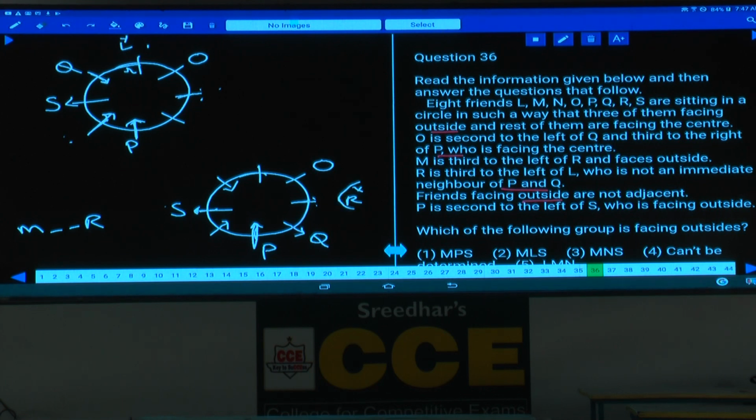If R is here, this R is facing away from the center, but this Q is already facing away from the center, hence he cannot be adjacent to this one. Hence, where should this R be? R must be here. If R is here, then what happened to this one? Now this R is facing away, and these persons must be inward. Clear now? Are you following this one or not? Because the persons who are facing away from the center are not seated adjacent.